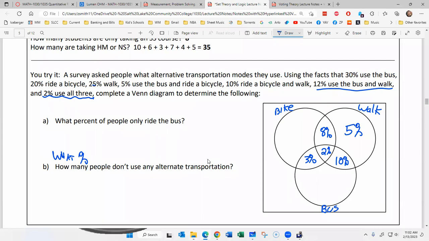20% ride a bike. That's 13 already. So the other 7 is here. 7 plus 13 is 20. And 30% use the bus. That's 10, 15% are already, so the other 15% are.